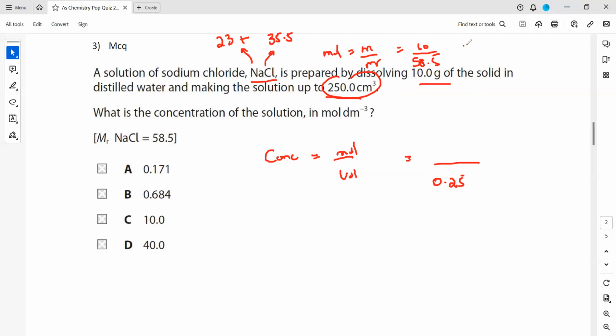This equals 0.17. So we get 0.171. So 0.17 divided by 0.25, the concentration will be 0.684. So B will be the right answer.